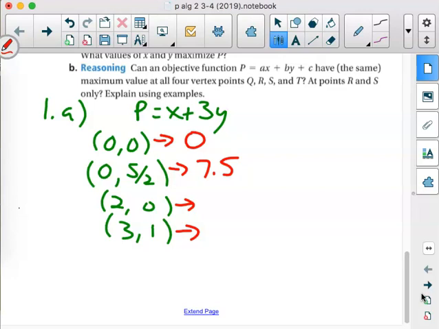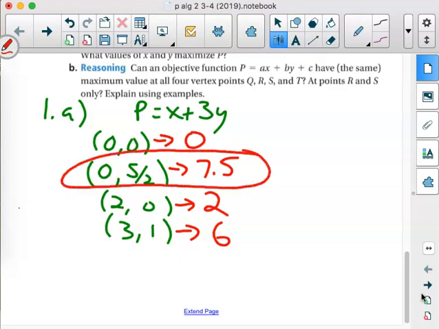Go ahead and put 2, 0 in there so I can check and make sure you're able to do this. What would you get? 2. Go ahead and put 3 and 1 in there. What do you get? Did our maximum change? It did. Now it would be 7.5, whether that's millions of dollars or whatever it is, and it would be produced at (0, 5/2). Now that depends on whether or not you can really do half of a product for this company, whether or not they would produce there or not.